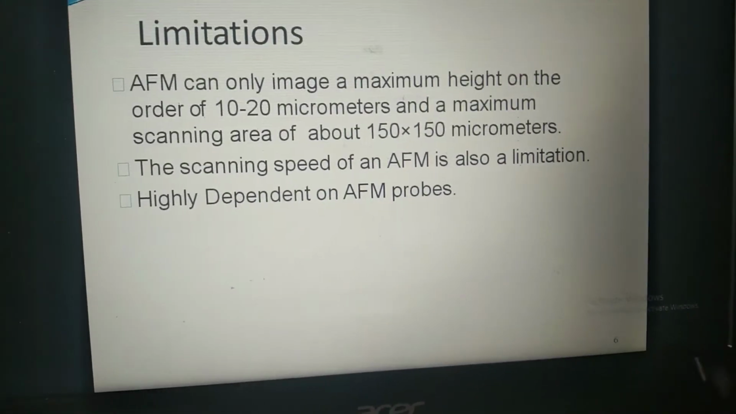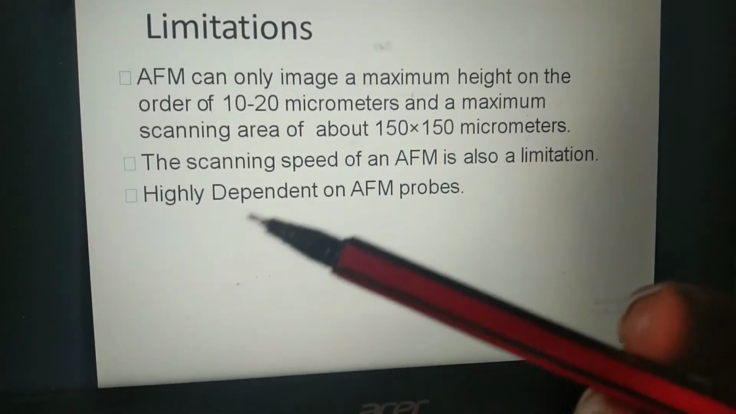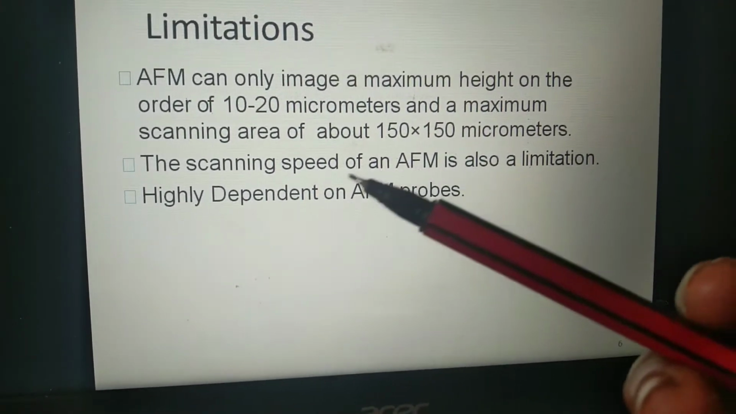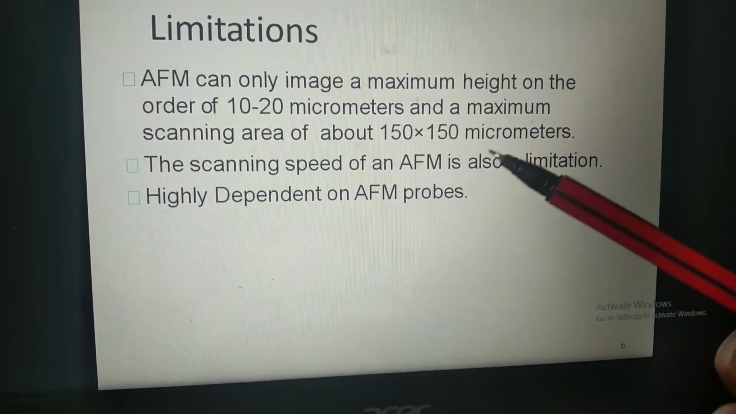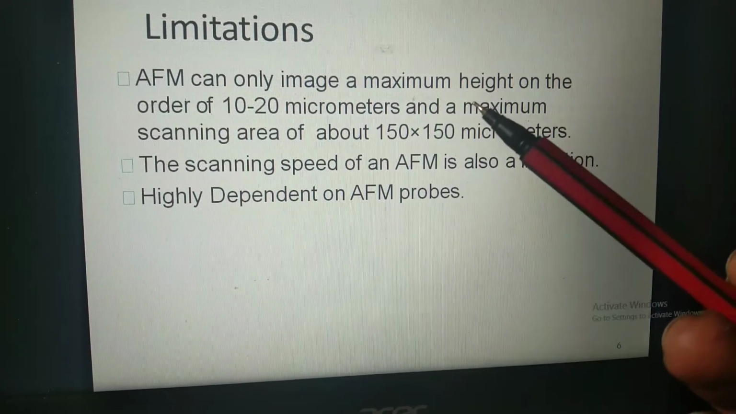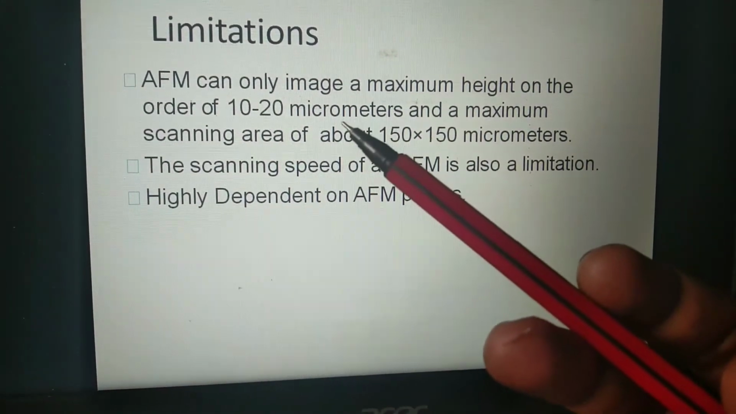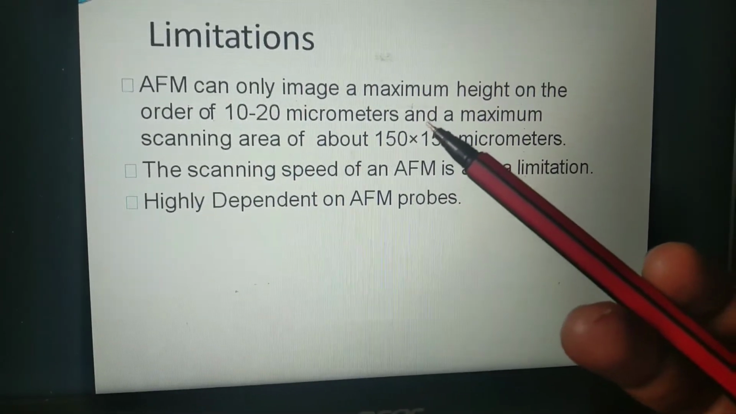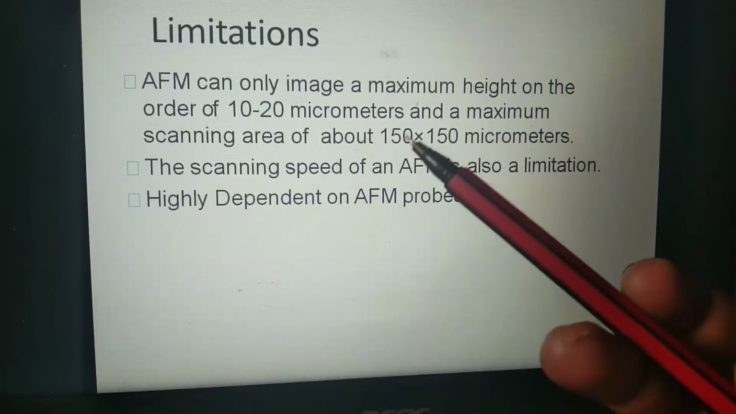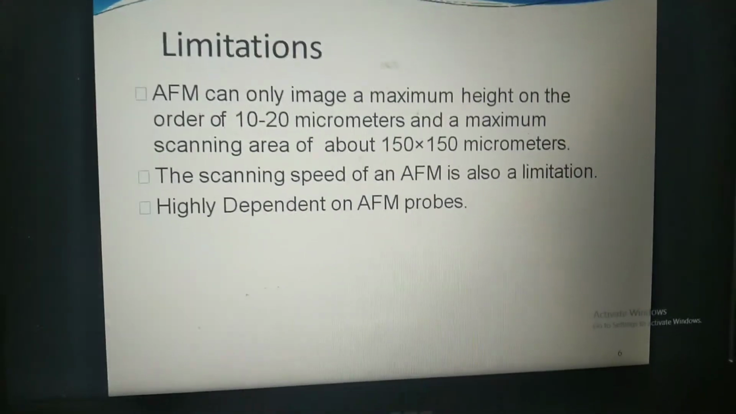Next come the limitations. A limitation of the AFM is that it is highly dependent on the AFM sensors or probes, and scanning speed is also a limitation for the atomic force microscopy technique. It can scan a maximum height of the order of 10 to 20 micrometers, and the area which can be scanned is only about 150 by 150 micrometers.